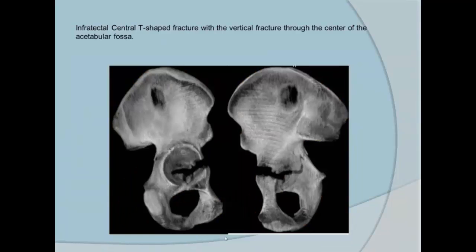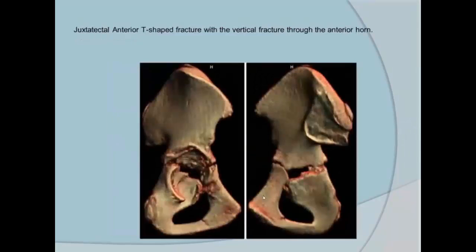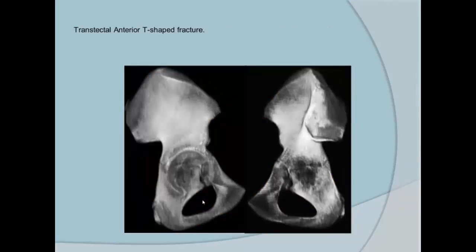The infratectal T-shaped fracture, you see the T over here, and also from the medial side. This is a juxtatectal anterior T-shaped fracture. This is juxtatectal and extended like a T. This is again the associated fractures. Transtectal anterior T-shaped fracture.